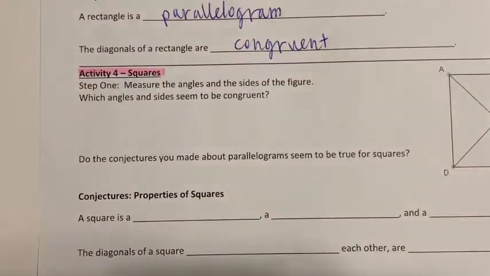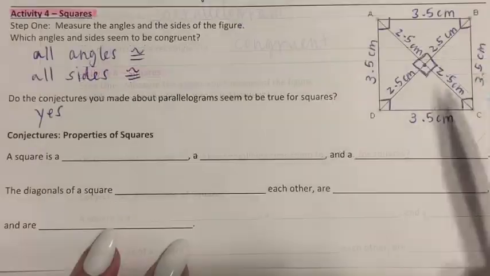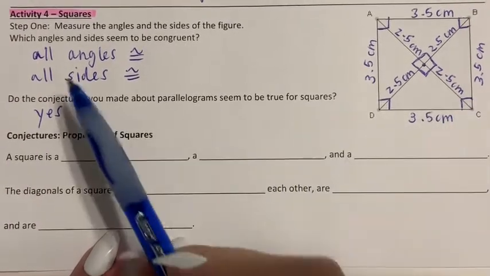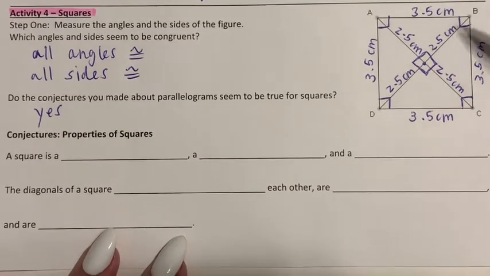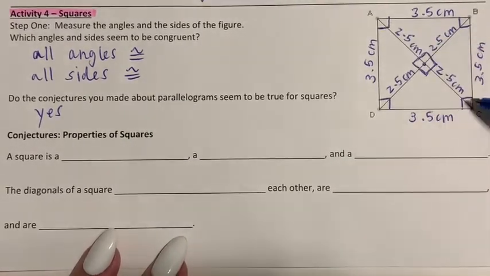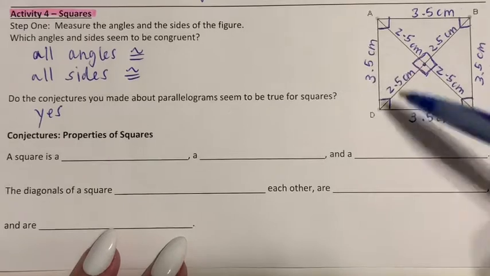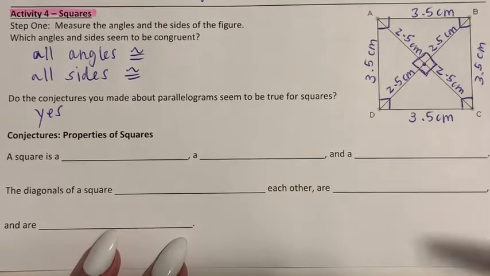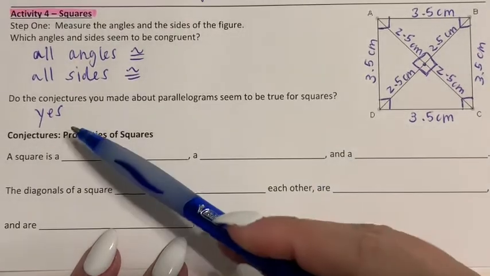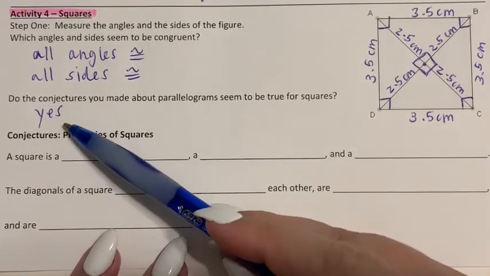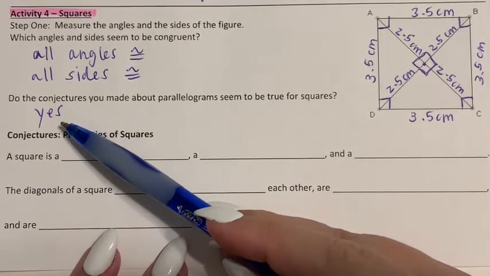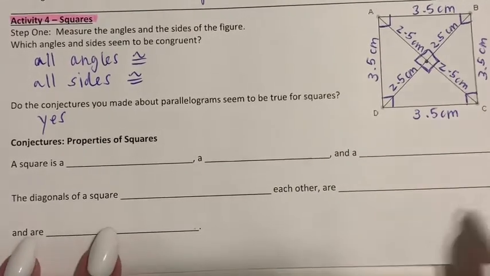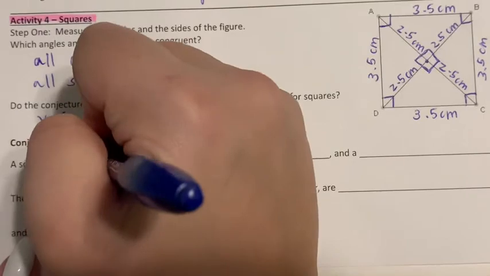for activity 4, squares. You can check the measurements that you came up with here for your square. I found that all of my angles were congruent, so all 4 of my angles here were 90 degrees, so I added a square tick mark to each. All of my sides were congruent, so each side was 3.5 centimeters. And I found that all of the conjectures that we came up with for parallelograms were also true for squares. So that means that a square is a parallelogram.